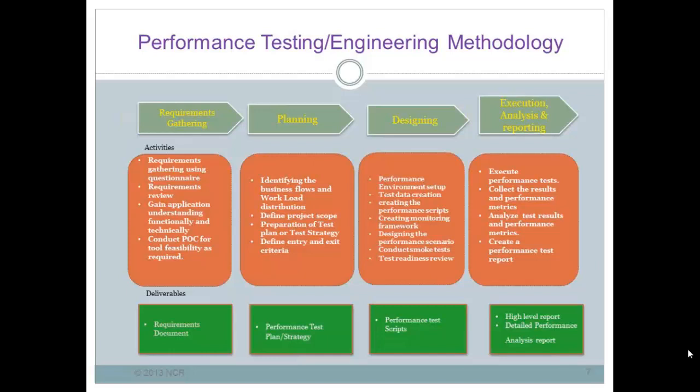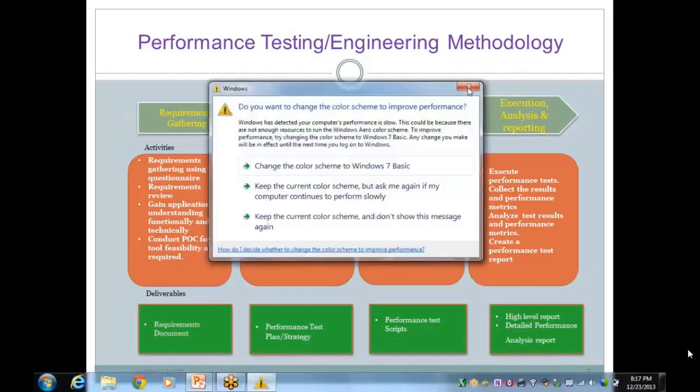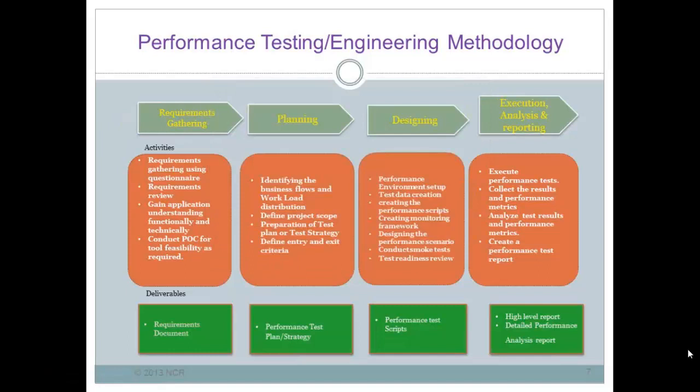Then the next phase is designing. So what are the activities we'll perform in designing? In the designing phase, performance environment setup. What do you mean by performance environment setup? We need to verify the performance environment. Is it equal to production or is it less than production? If it is less than production, then we have to apply an extrapolation algorithm. So like that, we need to identify the performance environment, and we need to prepare it as per the test we are going to conduct.